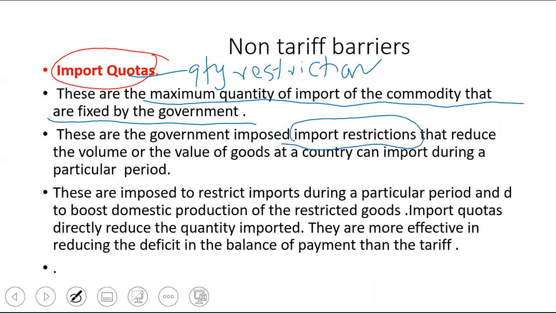Two points are important. Who is imposing it? Government. What is government imposing? Import restrictions. Import करने के लिए government बहुत सारा restrictions लगाएगा. Why are they doing so? So that domestic goods will be demanded. That's the basic purpose behind it. Domestic production को effect होना नहीं चाहिए. These are imposed to restrict the import during a particular period and to boost the domestic production of restricted goods. Children, it is very, very important.